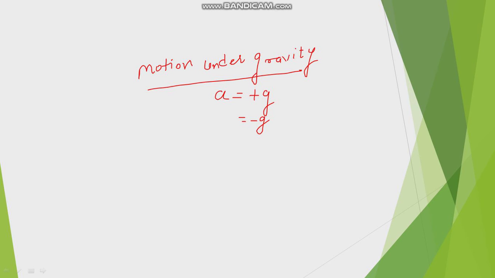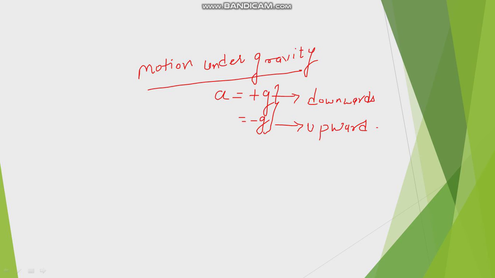Now what is this? a equals plus g and minus g. Plus g is taken when the body is falling downward, and minus g is taken when the body is thrown upward. You need to remember these two things. The equations are the same as the equations of motion, but acceleration a is plus g for downward motion and minus g for upward motion. Let's see the equations one by one.